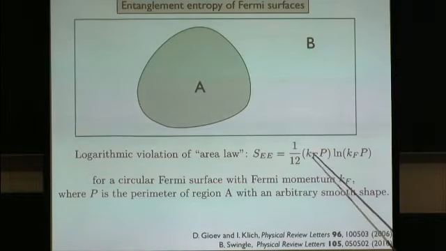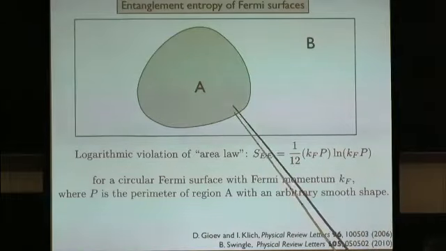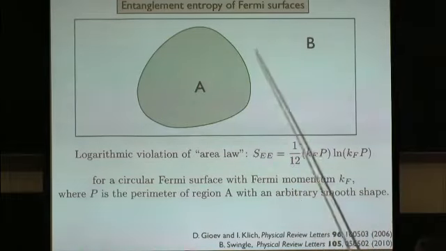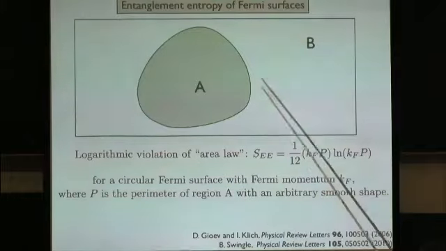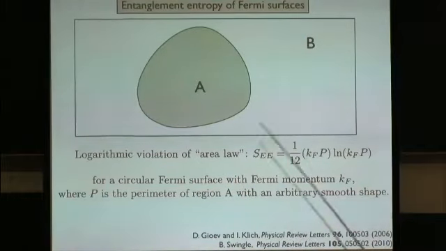So this is a violation of the area law. The area law in this case would say that the entanglement entropy between A and B should be proportional to the perimeter. That's the area law, which we believe holds for most local quantum systems. But there are occasional violations of the area law.